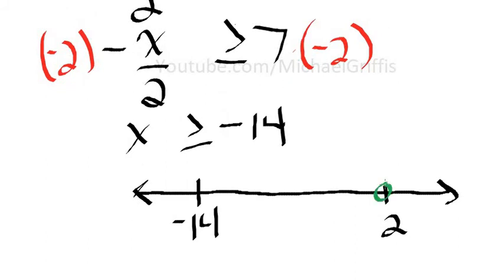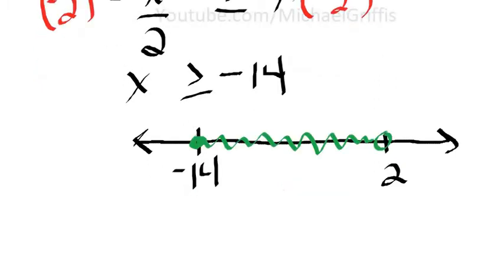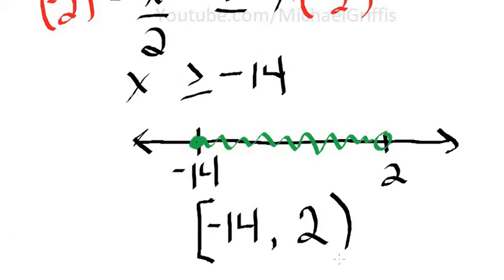So we'll put a circle here, and then for x is greater than or equal to, we're going to put a solid dot. And it's everything in between. So that's going to be our solution set. Let's go ahead and write this in interval notation. Negative 14 and 2. It's everything between negative 14, including negative 14, and 2. Simple enough. Man, that was 6 minutes.